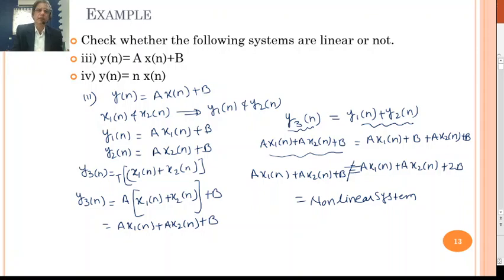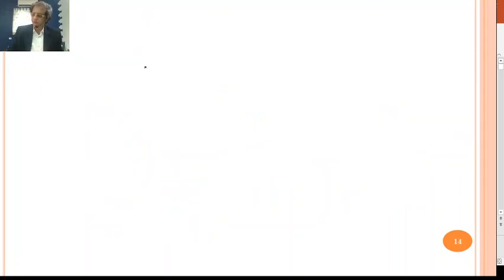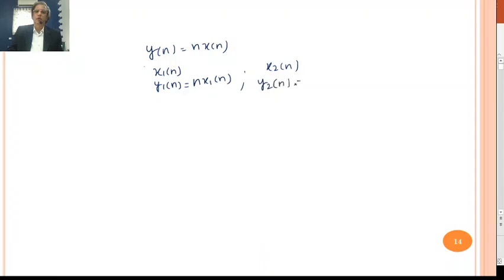Then the next example is y(n) equals n x(n). Now due to the first input, what is y1(n)? That equals n x1(n). Replace this x(n) by x1(n). For the second input, the response or the output of the system is n x2(n).